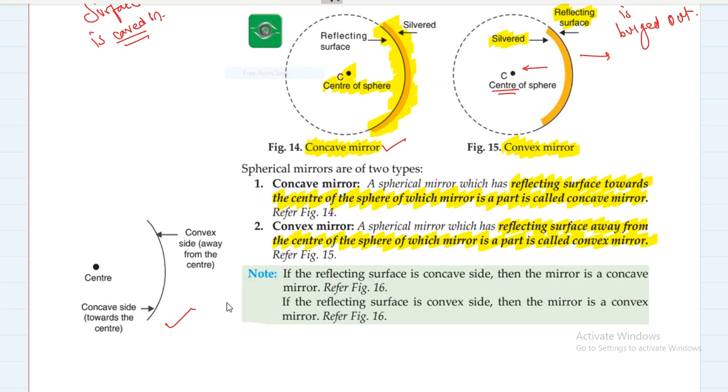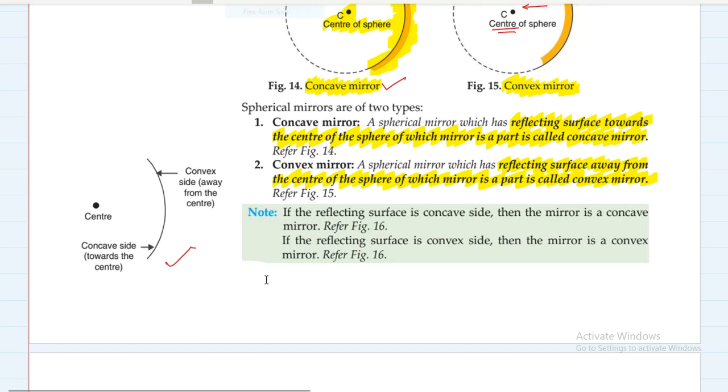So, this is the diagram which explains that sentence very clearly. If the concave side is towards the center, that means it's a concave mirror. That means the reflecting surface is the concave side. If the reflecting surface is a convex side, then it must be facing away from the center.